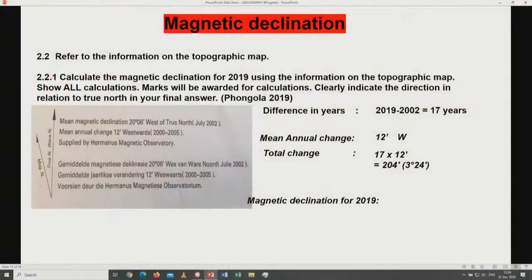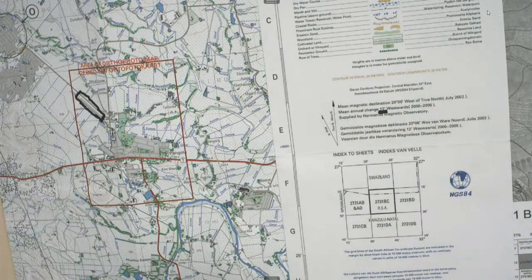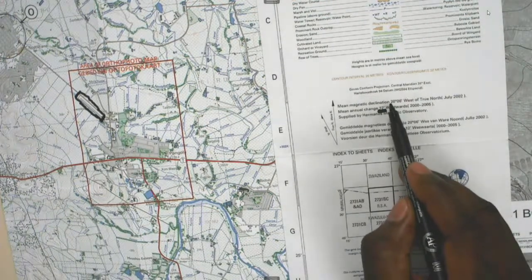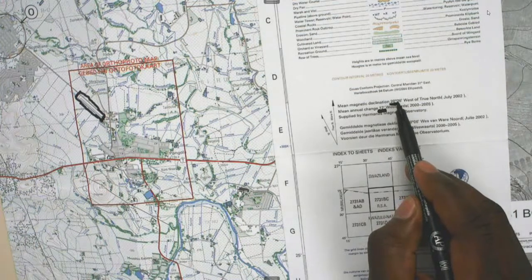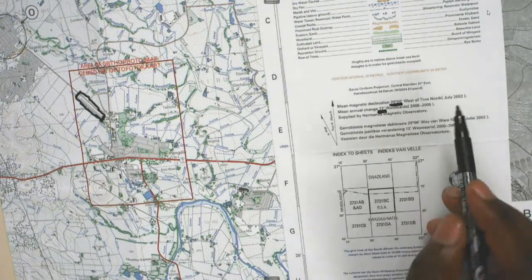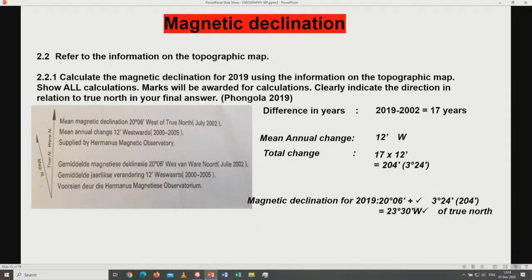Now let's go back to our presentation. So the magnetic declination for 2019, therefore, you come to the map again, you take your change here. It says 20 degrees 6 minutes west of true north. You take that information, grade 12, you put it down, and then you add, because the angle, they said that it is going west. If the angle is going west, you always add the value.